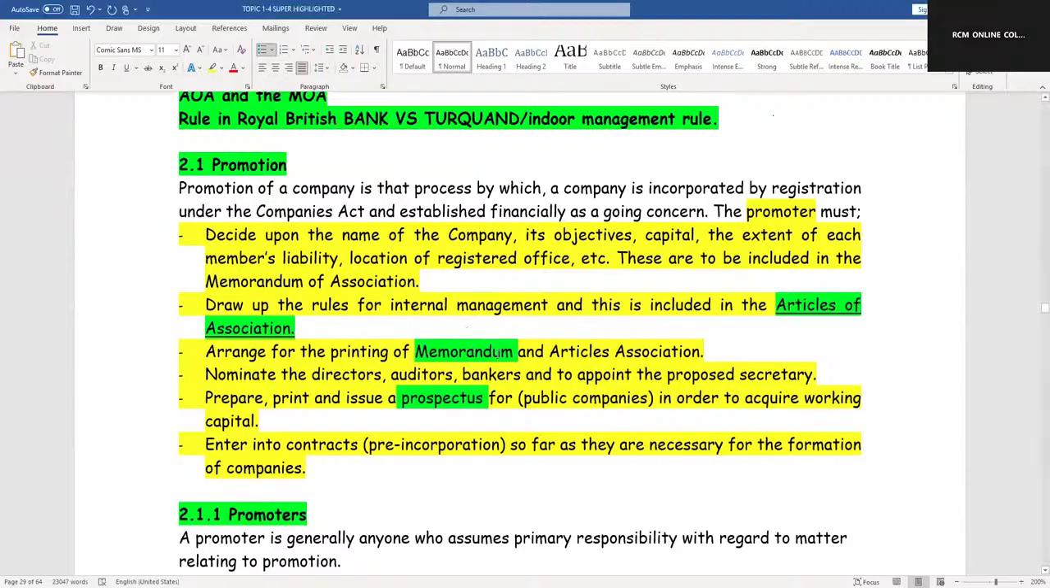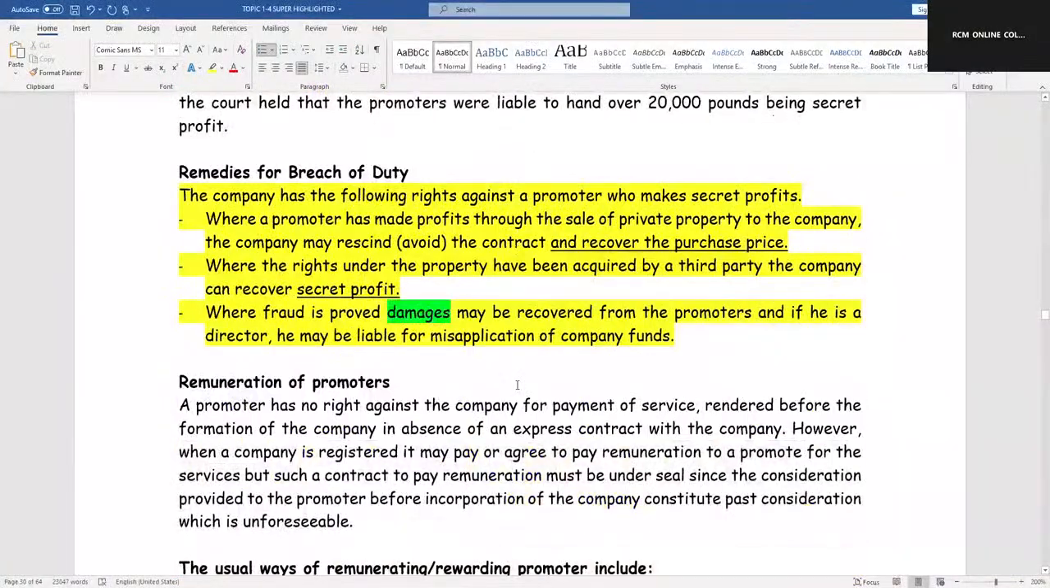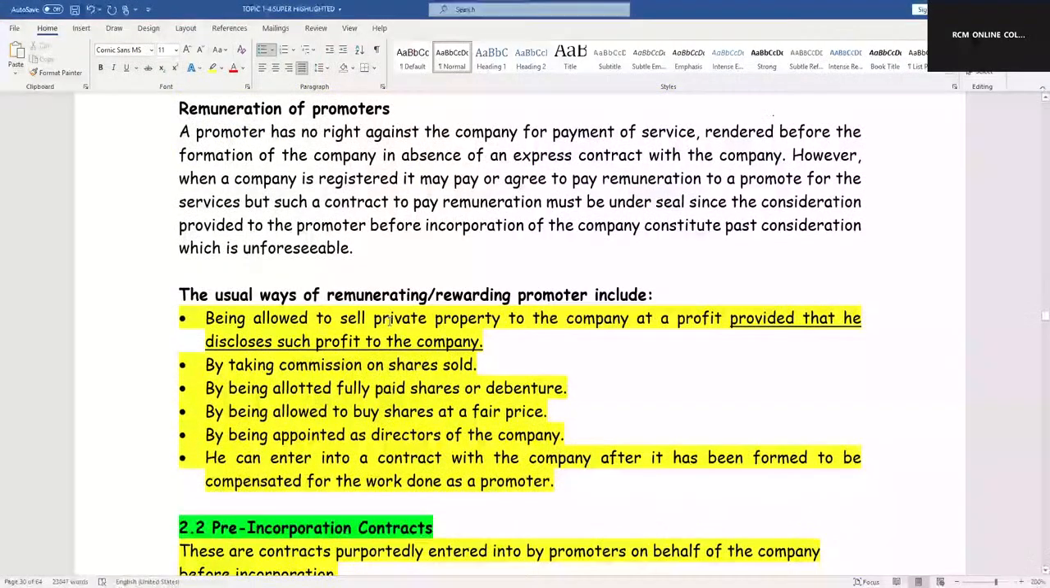But companies can voluntarily remunerate the promoter in a number of ways. Number one, they can allow him to sell a property or an asset to the company. But there is a rider, which you've already been told: he must disclose any profit made on the sale of such assets. Failure to do so, the profits will be taken to be secret profits, and it means he would have failed in his duty of utmost good faith, or of acting in the best interest of the company. So he can be allowed to sell assets and get something.